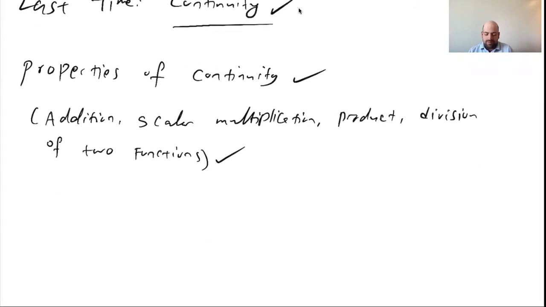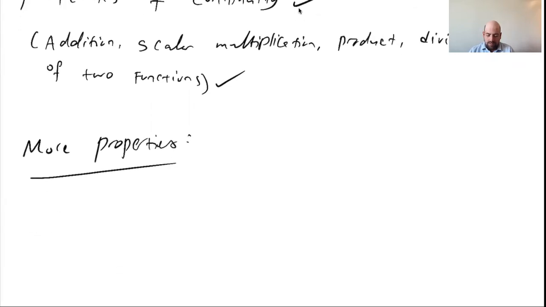So another important property that we want to see today, and last time we didn't have time to cover it, is about composition of, I can say continuity of, let me say more properties. Continuity of composition of two functions.